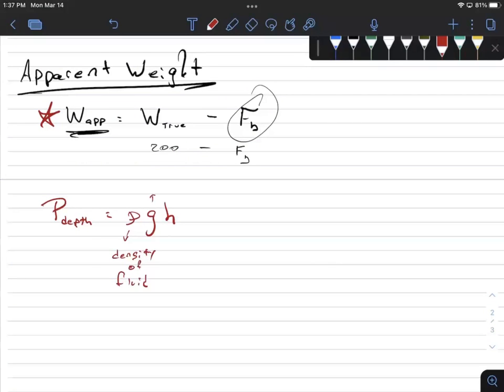G, of course, is 9.8 while we're on Earth. Now, these same calculations can be done on a different planet. Let's say you're an astronaut doing experiments on Mars, and you dig down a little bit and find water under the surface of Mars.